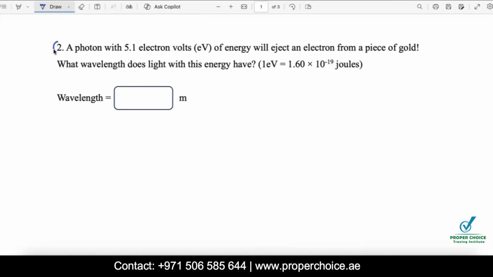Let's talk about question number 2. A photon with 5.1 electron volt of energy will eject an electron from a piece of gold. What wavelength does light with this energy have?